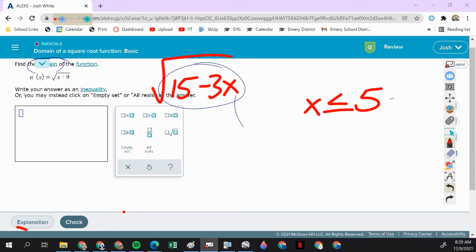But let's plug in a number that's not in there. Let's try 6. When I plug 6 in there, I get 15 minus 18. Is that okay? No. That breaks the rule. So anytime you're dealing with an inequality and you multiply or divide by a negative, you need to flip the inequality.